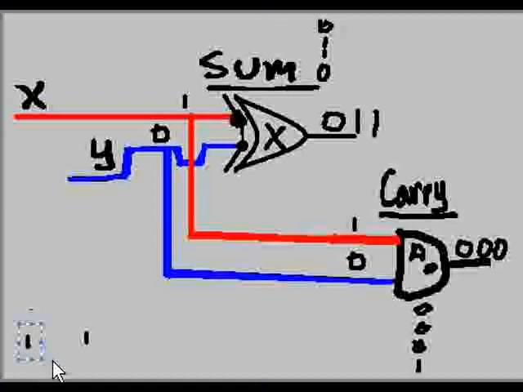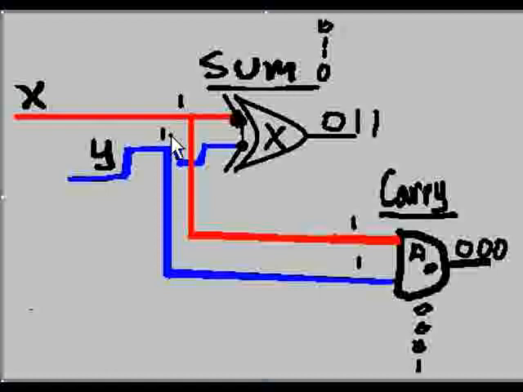We have a 1 and a 1. First thing that happens is the 1 travels up here and goes to node 1 of the XOR gate, and then it travels down here to node 1 of the AND gate. Then the other 1 goes as Y input to node 2 of the XOR gate, and it also travels down here to node 2 of the AND gate. Let's do the math on this now.